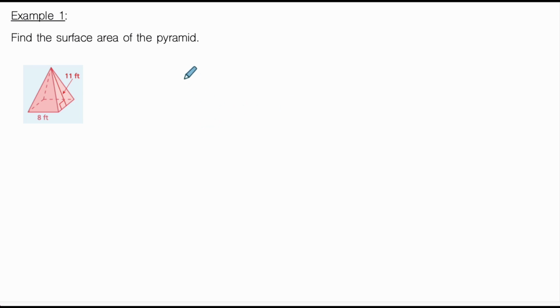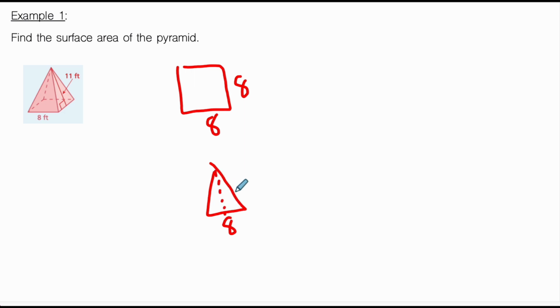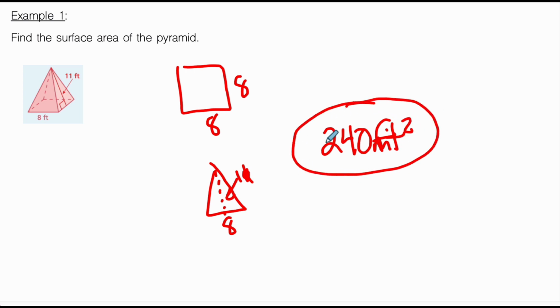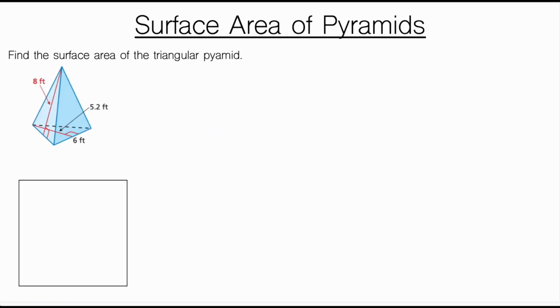I'm not going to do all the work, but it's a square pyramid, so that means the base is 8 by 8, and then you're going to have 4 triangles that are 8 with a height of 11. Oops, that's supposed to be 11. And if you do all of your math correctly, just for the sake of time, you should get 240 square feet as your final answer. 64 from this, and the remaining portion comes from all 4 triangles. So hopefully you were able to come up with that.